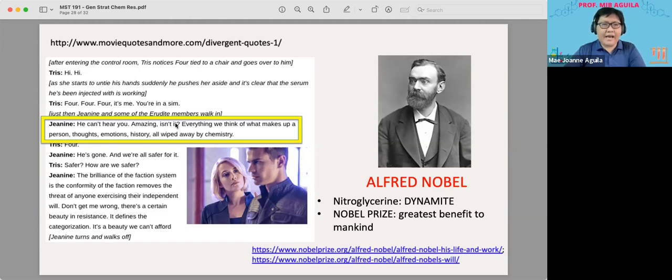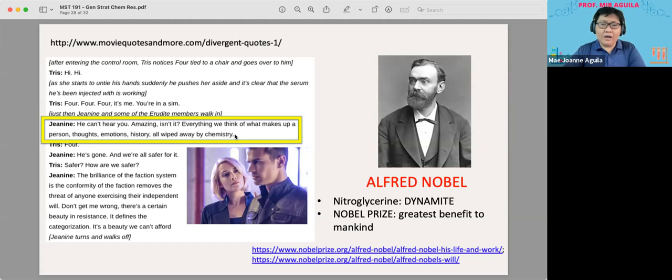And this highlighted chemistry because what happened here, Four is being mind controlled and doesn't recognize Tris, even though in the plot of the story, Tris and Four are the ones who are working together and Janine is somewhat their enemy. So in this sense, Janine said that he can't hear you. Amazing, isn't it? Everything we think of, what makes up a person, thoughts, emotions, history, all wiped away by chemistry. So you might be thinking that there's a certain gravity in this statement, but in reality, this is correct.